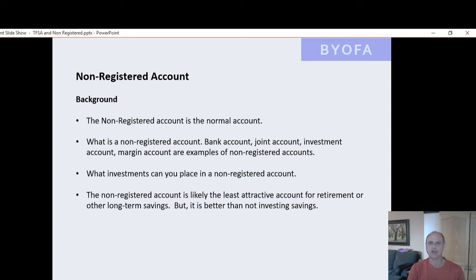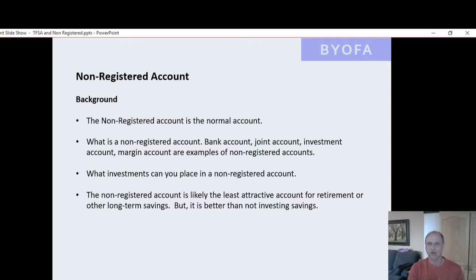I think the motivation, not that I'm a cynic, but I think the motivation was to win the retiree vote, but that's neither here nor there. It's a nice account. The non-registered account is the normal account. All tax rules apply. Okay, so what is a non-registered account?